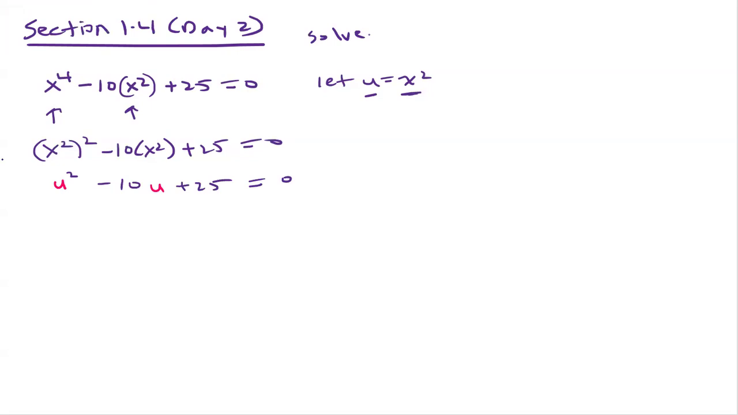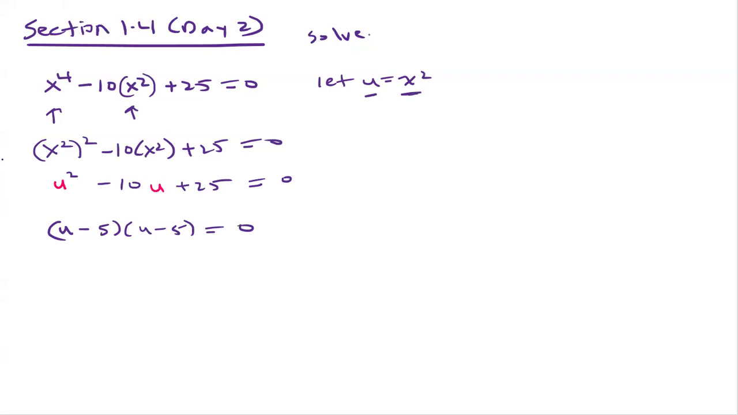So we can just factor this. The factors of 25 are 1 and 25, and 5 and 5. We want a negative 10, and this is a minus, positive combination, so both factors have to be negative. That means this would be u minus 5 times u minus 5 equals 0.